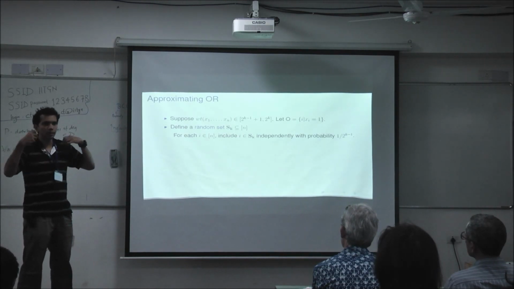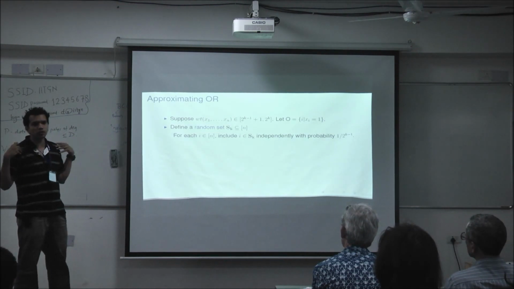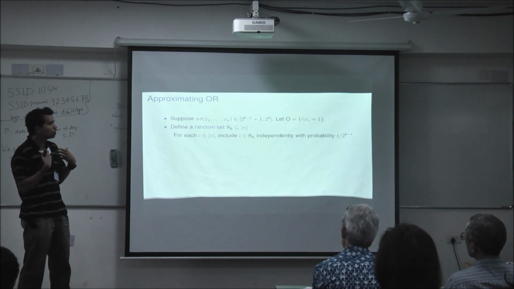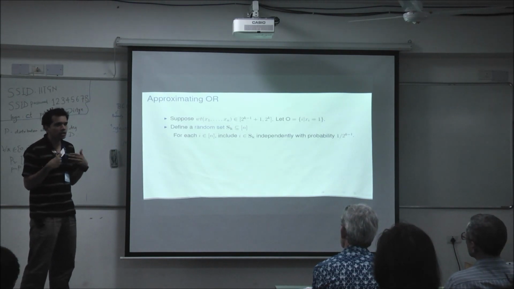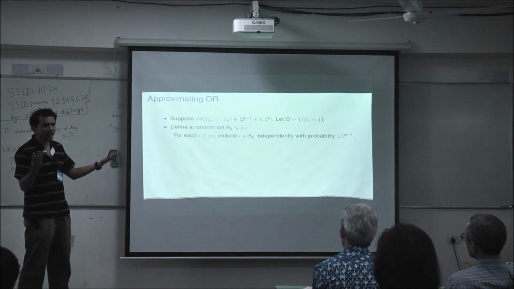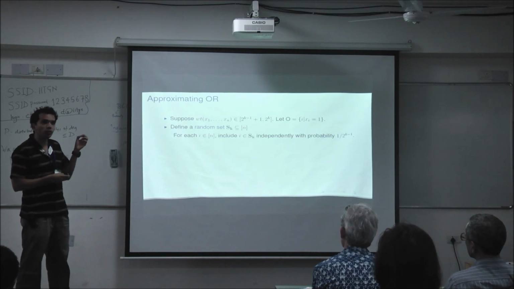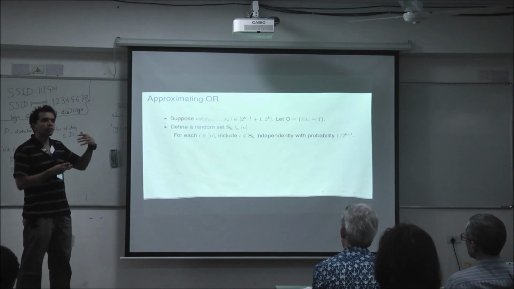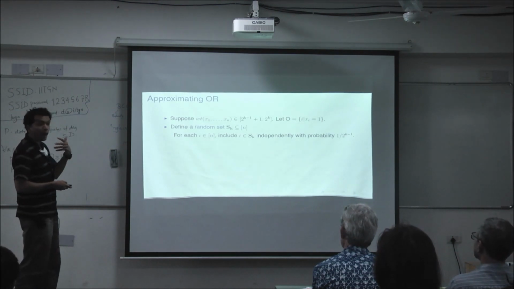Though I don't know O, I'm including every element with probability 1 over 2 to the k minus 1. So in particular, I'm including each element of O with probability 1 over 2 to the k minus 1. So in expectation, I expect between 1 and 2 elements of O to land in the set. Suppose O has between 128 and 256 elements, and I'm picking each element with probability 1 over 128. Then I expect between 1 and 2 elements to land up among the elements. So what happens if this happens?